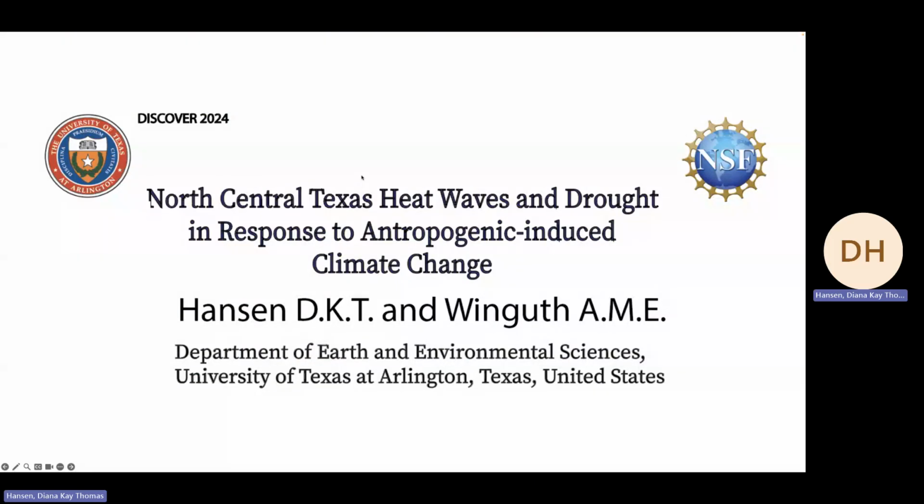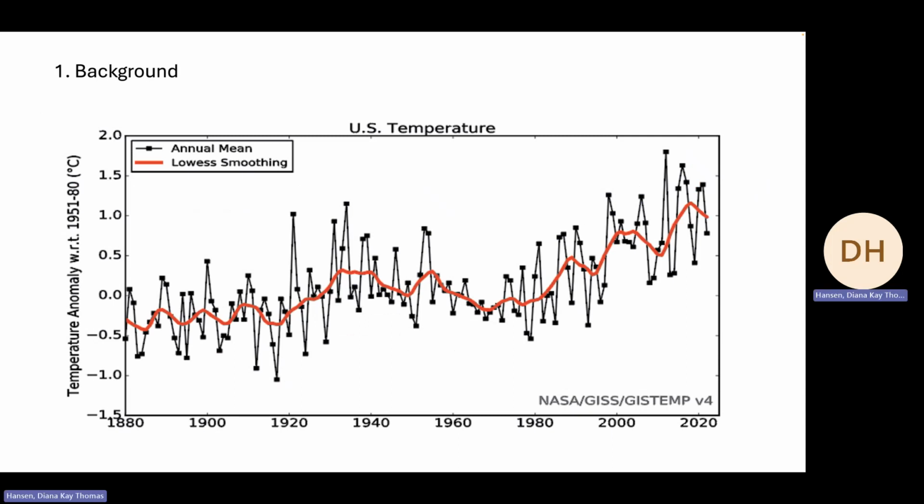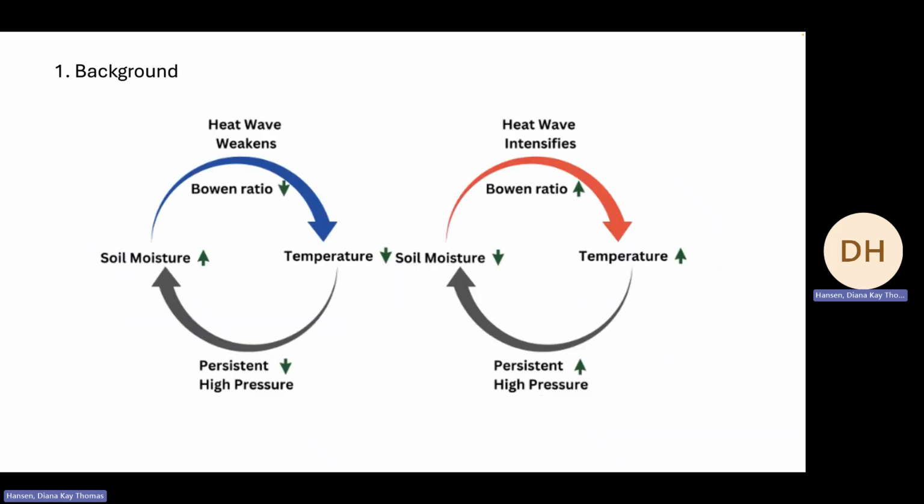This poster is entitled North Central Texas Heat Waves and Drought in Response to Anthropogenic Induced Climate Change. Global and U.S. temperatures have been rising since the Industrial Revolution, and you can see here the trace for the U.S. temperature. So this talk will focus on looking at three different things: soil moisture, temperature, and ultimately precipitation.